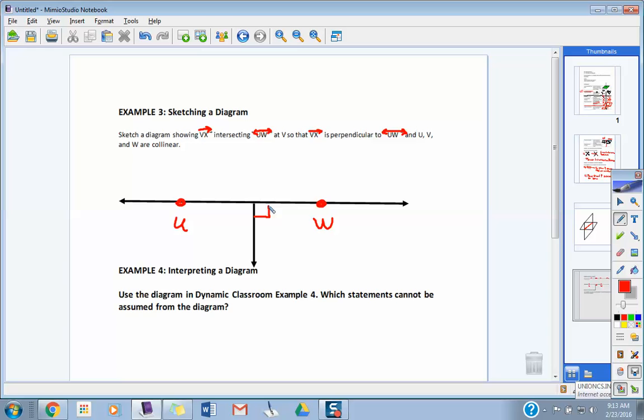And we're calling this ray V what? So V has to be right here. So the ray and the line intersect at V. Here is X. So we've taken something in words and we've drawn a diagram. Are U, V, and W collinear like they want it to be? They are, aren't they? Okay, so I'm going to stop there.